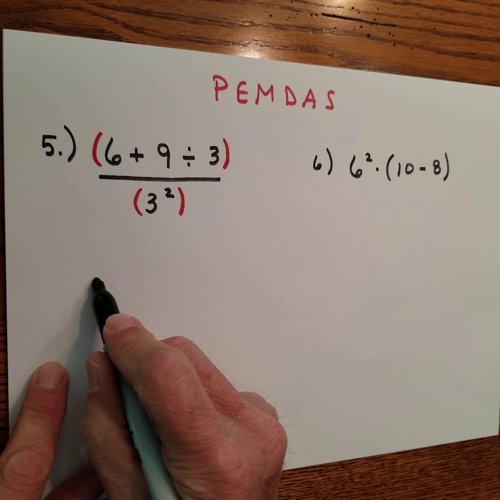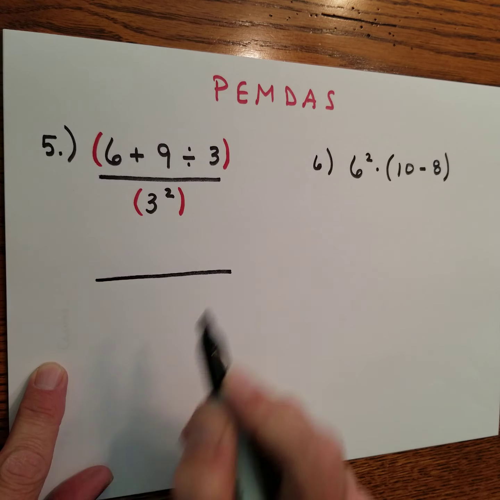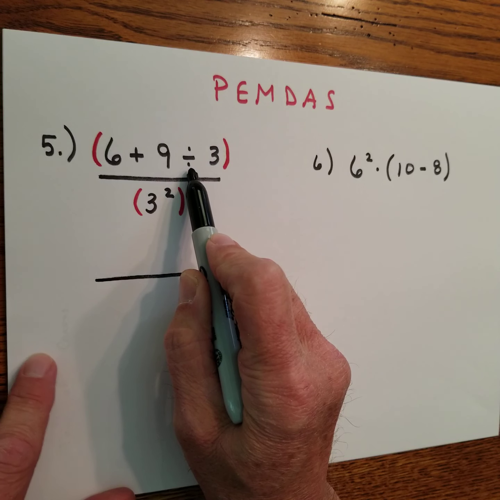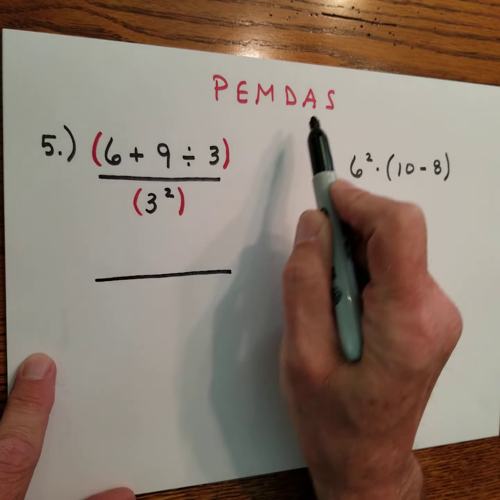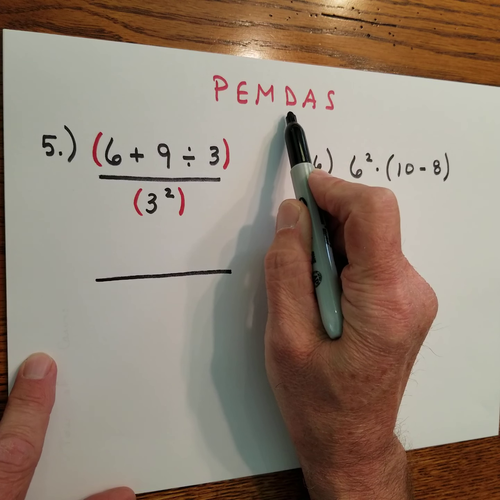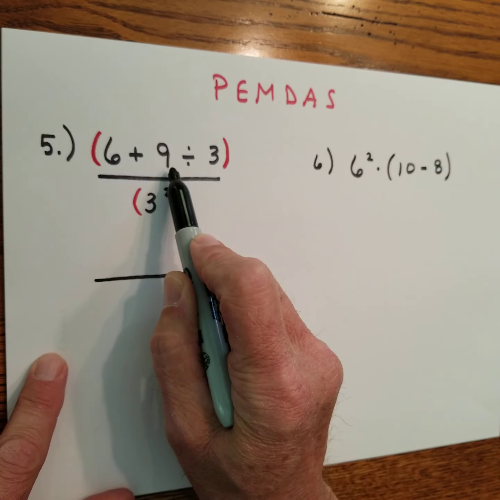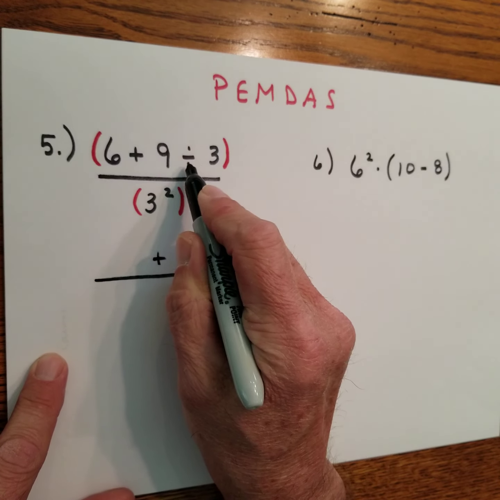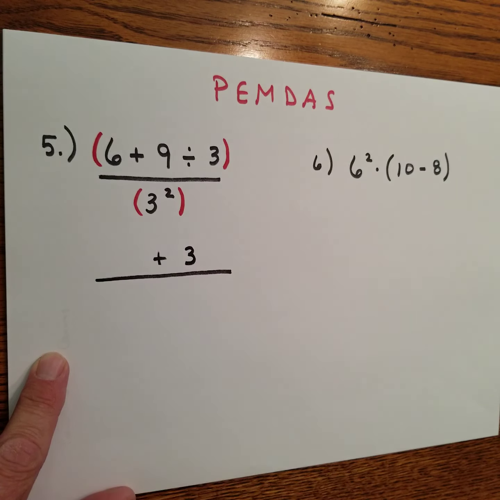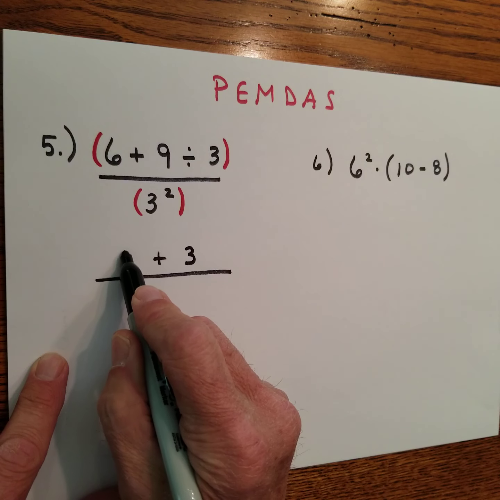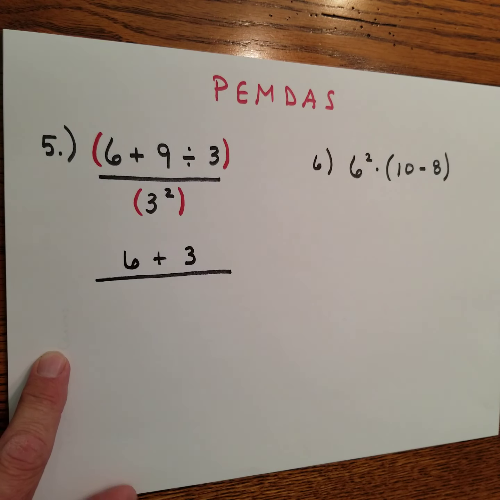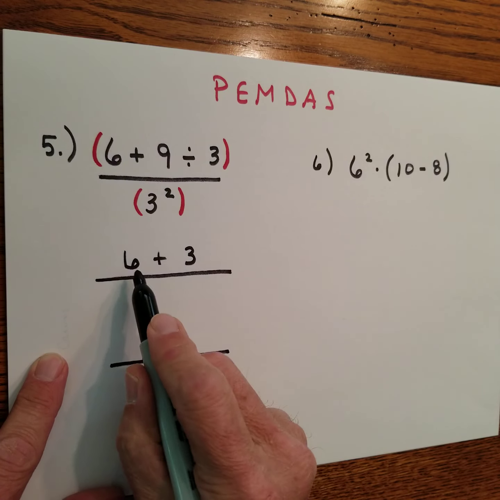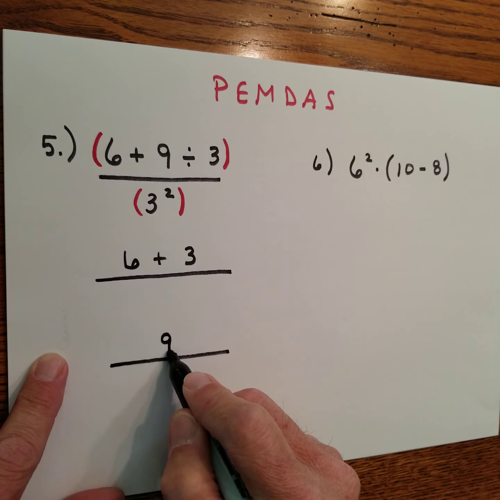Let's start with the top group. In the top group, I have addition and division. Which happens first? Addition, division, division happens first. I'm going to do the 9 divided by 3. 9 divided by 3 is 3. Copy the rest of the top. Let's finish the top. 6 plus 3, that's 9.